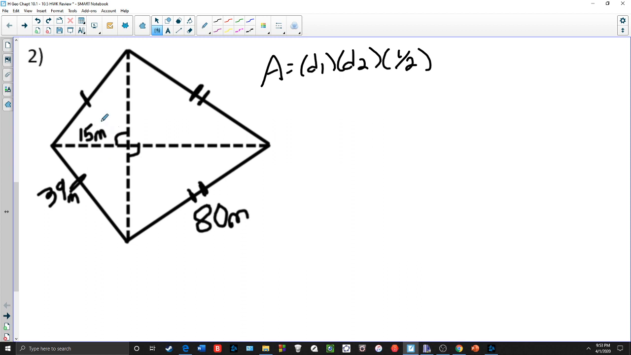Now, I know a little bit about diagonal 2. But I don't know anything about diagonal 1, and I don't know what this part is about the other diagonal. So I basically need to find this line here first, just because I don't know anything about it.